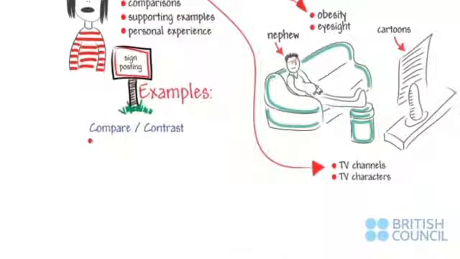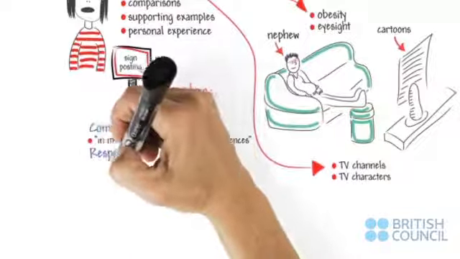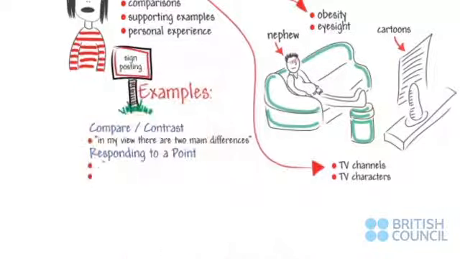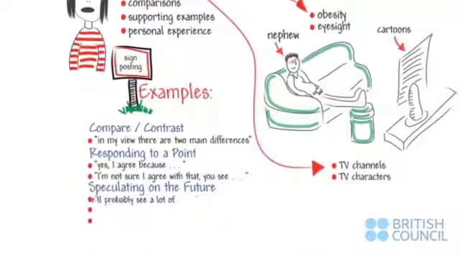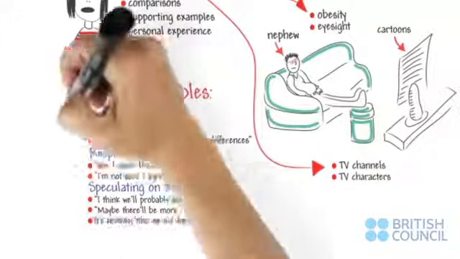Compare-contrast: In my view, there are 2 main differences. Responding to a point: Yes, I agree because, or I'm not sure I agree with that. You see... Speculating on the future: I think we'll probably see a lot of, or maybe there'll be more, or it's unlikely that we will have.